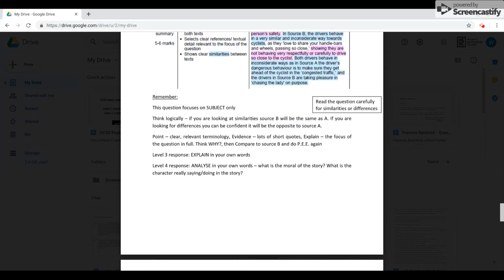So your reminders here: remember to focus on the subject only, not the writers' opinions of those subjects and viewpoints. That will come in question 4, just the subject only. Read the question, make sure you're looking for similarities or differences, and make sure that you know what the focus of the question is. Think logically. If you're looking for similarities, you're looking for the same pieces of evidence from both texts. If for differences, obviously you're looking for opposing viewpoints. Make sure that your points are clear and relevant with point, evidence, explain.